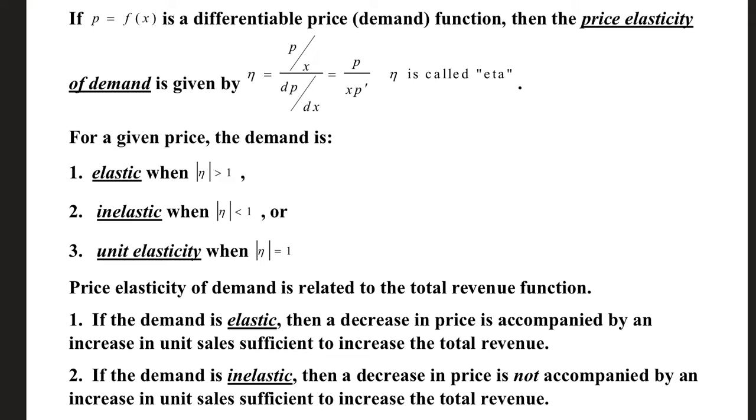For a given price, the demand is either elastic, when the absolute value of eta is greater than 1, inelastic, when the absolute value of eta is less than 1, or you can have unit elasticity when the absolute value of eta is equal to 1.